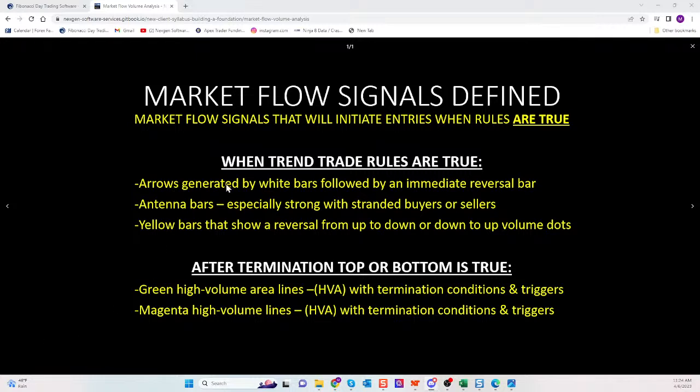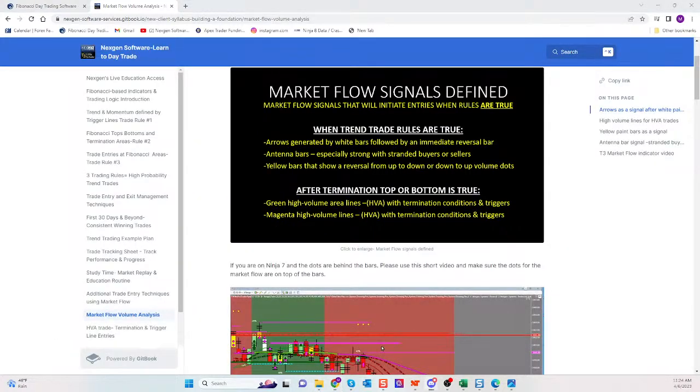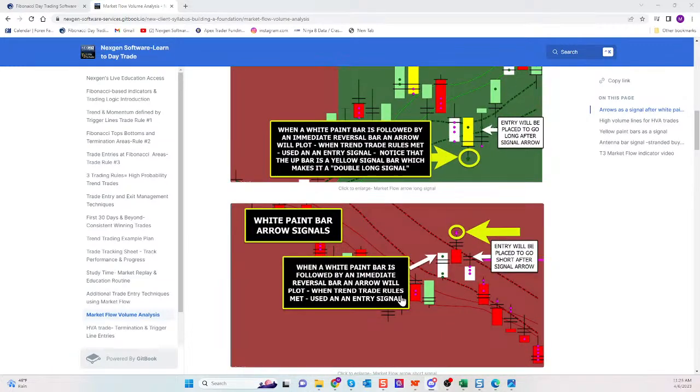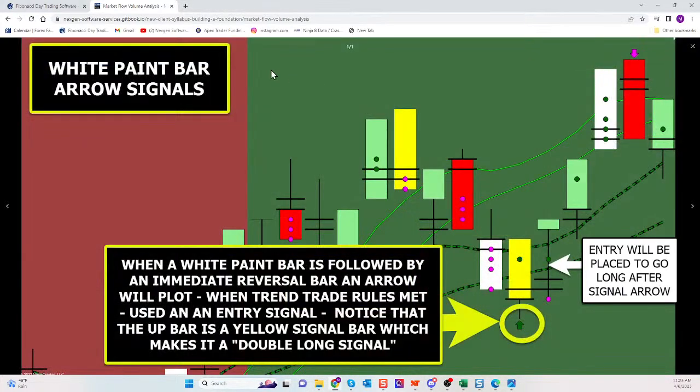And you're going to look for either an arrow generated. If you're looking for longs, it'll be a green arrow up below the bar. If you're looking for a short, it'll be a magenta arrow down. You're going to look for antenna bars, and you're going to look for yellow bars. And here's the key: at the area where the rules are met. Does that make sense? So if your mid-band on the 5-1 is right here, you're waiting for this confirmation bar at the area where the trend trade rules are met.